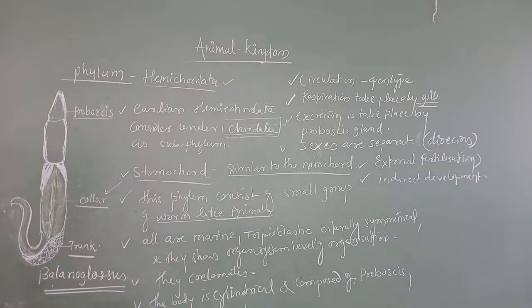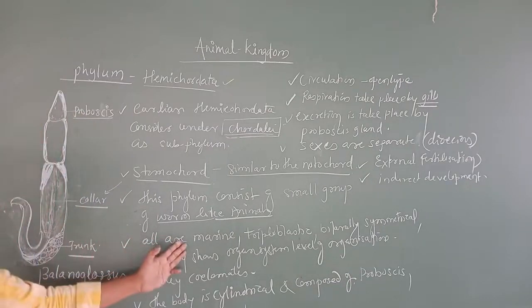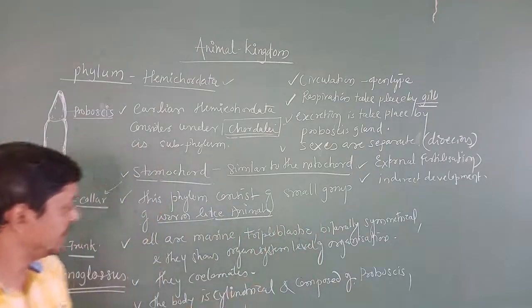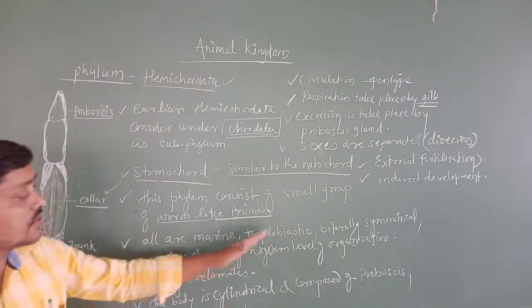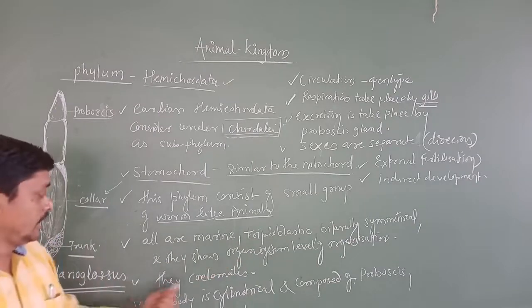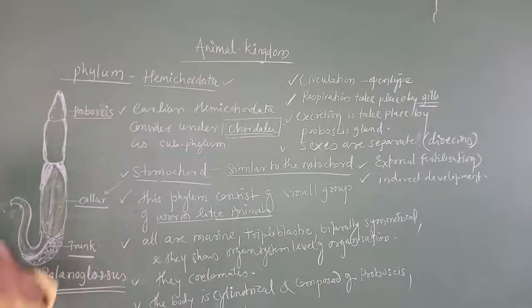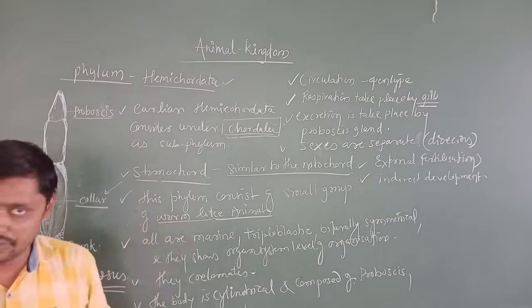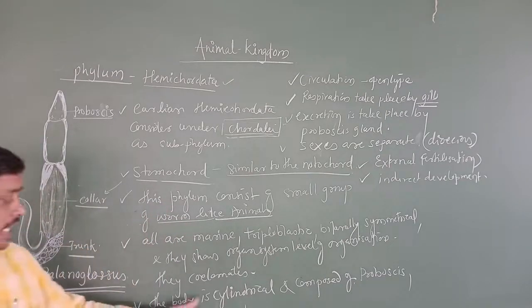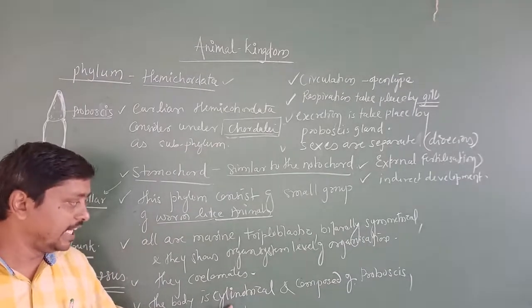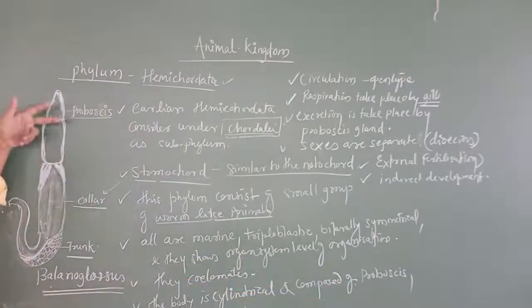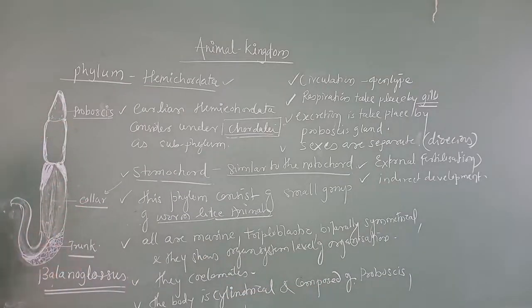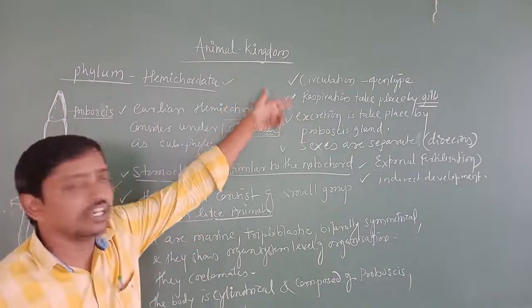Next, this phylum consists of a small group of worm-like animals. Examples I gave you: Balanoglossus and Cephalodiscus. These are all marine, triploblastic, bilaterally symmetrical, and they show organ system level of organization. They are coelomates. This is common, as you wrote for annelids. Next, the body is cylindrical and composed of proboscis, collar, and trunk.